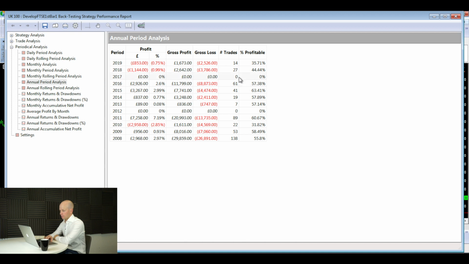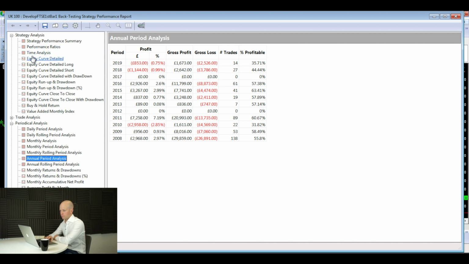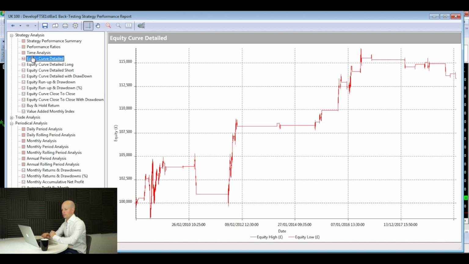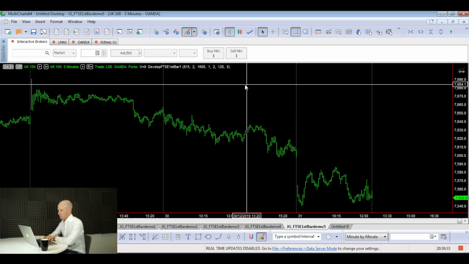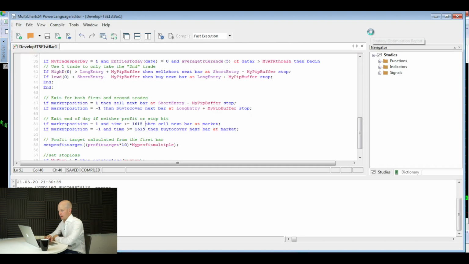I mean, look, some years we didn't even trade. So some years the ATR never got above that. The curve, that's the equity curve. Nothing screams out that it's a very good strategy looking at that. Let's just check using that input of 60 out of interest.